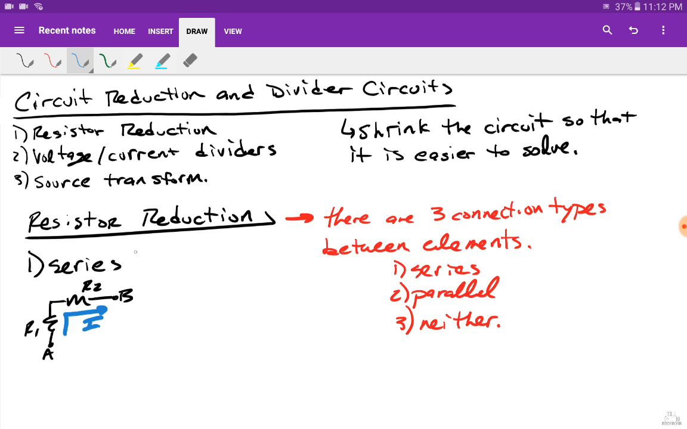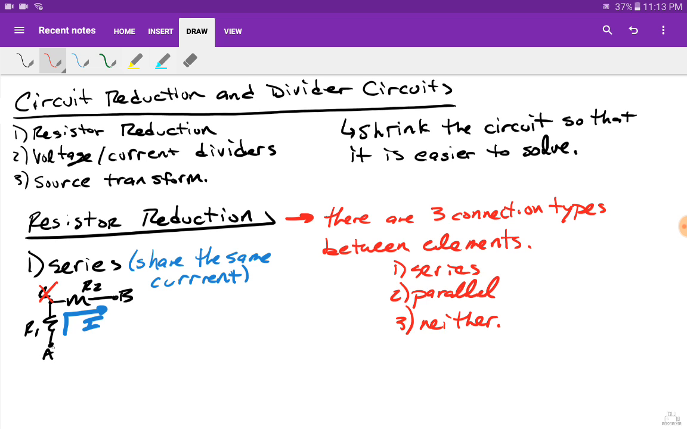They share the same current. That's what it means to be in series. A lot of people like to say, oh, it's what you get whenever you have the two elements sharing one node. So let's say we call the node between them C. This is not really a good way of understanding series.